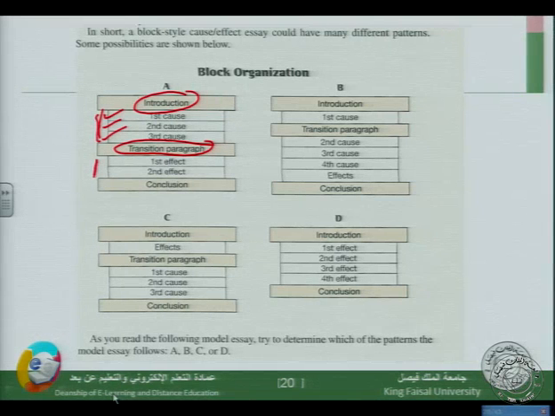So it is both an end of a paragraph and a start of another paragraph. So here we talk about the causes. To talk about the effects of these causes, you need to have a transition paragraph. Also, we have talked about these different forms of block organization.